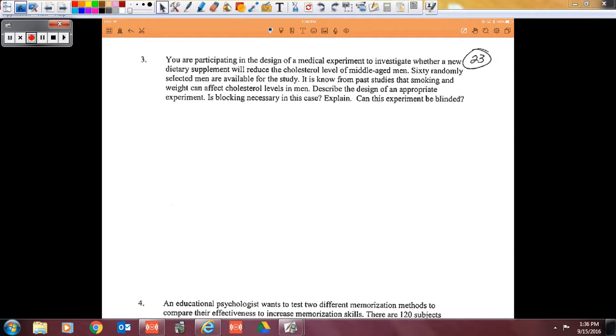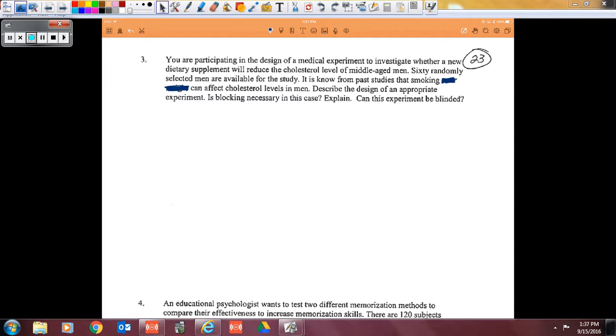You are participating in the design of a medical experiment to investigate whether a new dietary supplement will reduce cholesterol level of middle-aged men. 60 randomly selected men are available for the study. It is known from past studies that smoking and weight can affect cholesterol levels in men. I would like for you to mark off and weight. We're just going to consider that smoking is a confounding variable. Okay, so we know from past studies that smoking can actually affect your cholesterol levels in men. So we want to describe the design of an appropriate experiment.